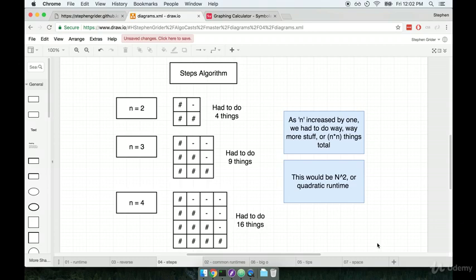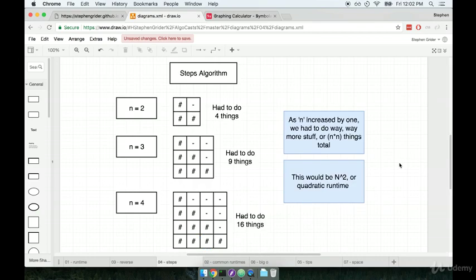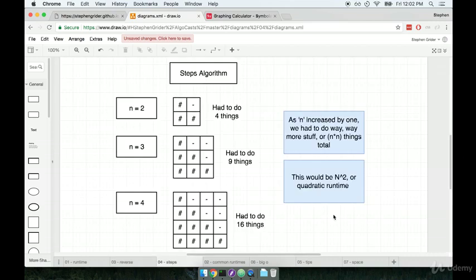In the last section, we started talking about runtime complexity, and we took a look at our reverse algorithm, our string reverse one, and the steps algorithm. We had said that because the string reverse algorithm had to do one additional unit of work for each character that was added into the input, we would have a linear runtime because there was a one-to-one relationship between the amount of work we had to do and the input set.